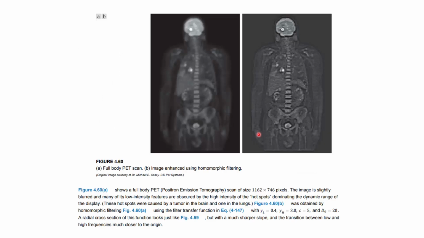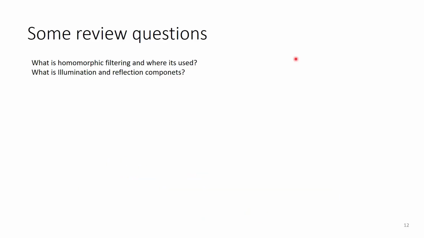Now another example is this PET image in which there is a tumor in the brain and lungs. If it passes through a homomorphic filter, then you can clearly see this tumor in the brain and lungs.